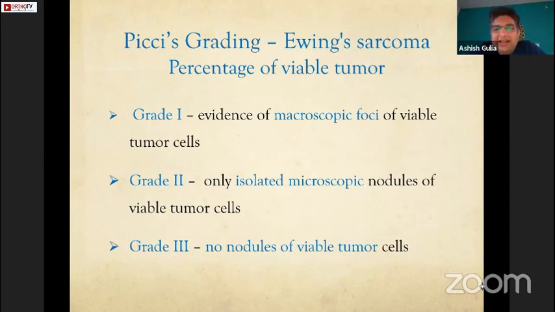So grade 1 is if you can see macroscopic viable tumor. If you have a few isolated microscopic islands seen, that is grade 2. And if there is complete 100% necrosis and no viable tumor, that becomes Picci's grade 3. So this is a more robust system to evaluate Ewing sarcoma, and it is very popularly used.